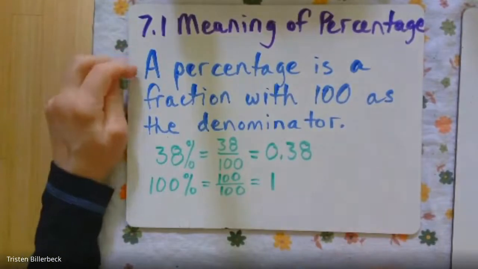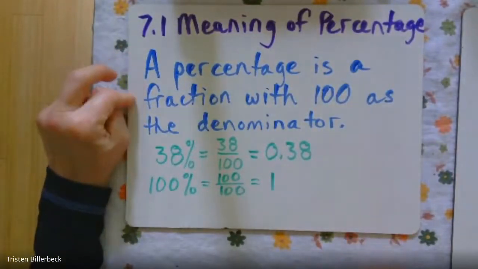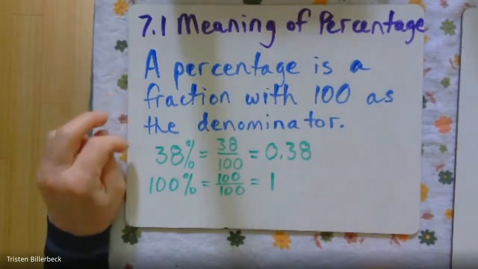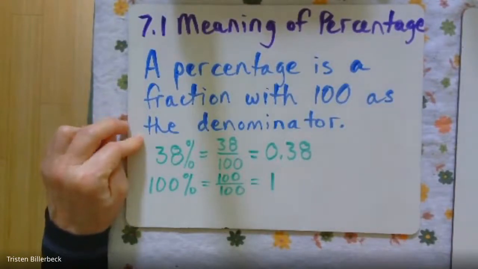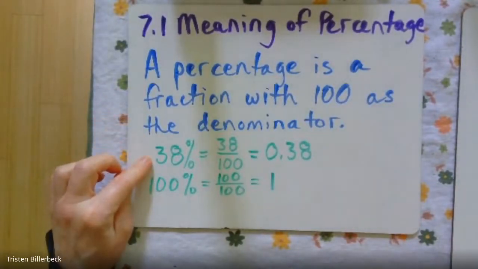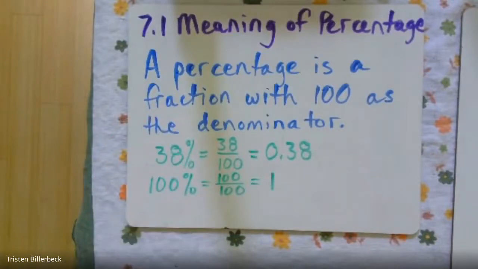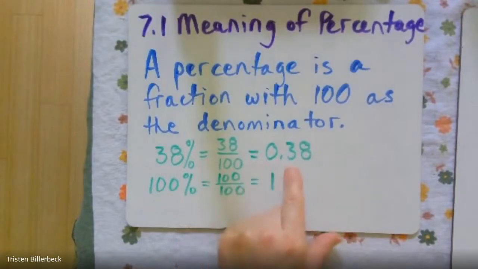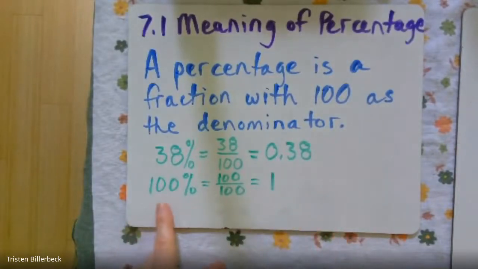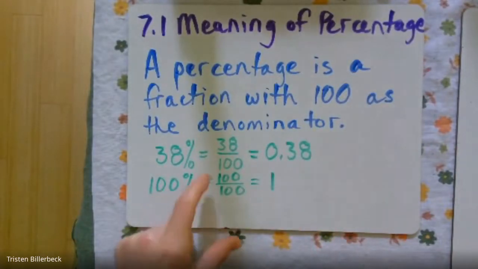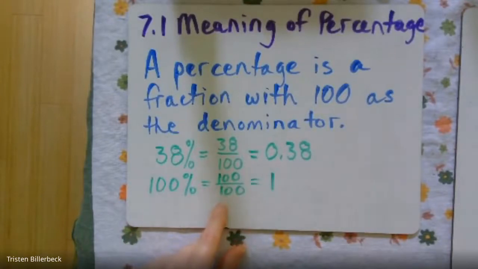All right, so a percentage is a fraction with 100 as the denominator. So we have 38% equals 38 over 100. So that's how we would write that. If we want to write it as a decimal, that would be 0.38. So 100% would be 100 over 100, which equals 1.